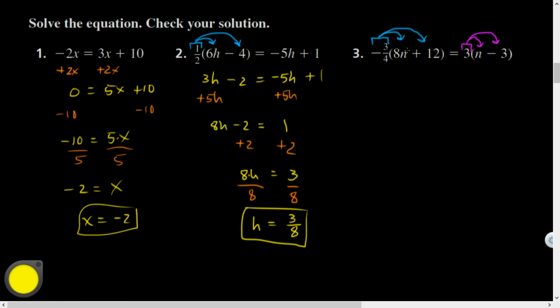Okay, so 8 divided by 4 is 2, times -3 is -6n. Was that the one that you were guessing? -6n? No? Sorry. 12 divided by 4 is 3. And 3 times -3 is -9. All right, 3 times n is 3n. 3 times -3 is -9. Okay, you guys take it away from here. I'll be around to help.